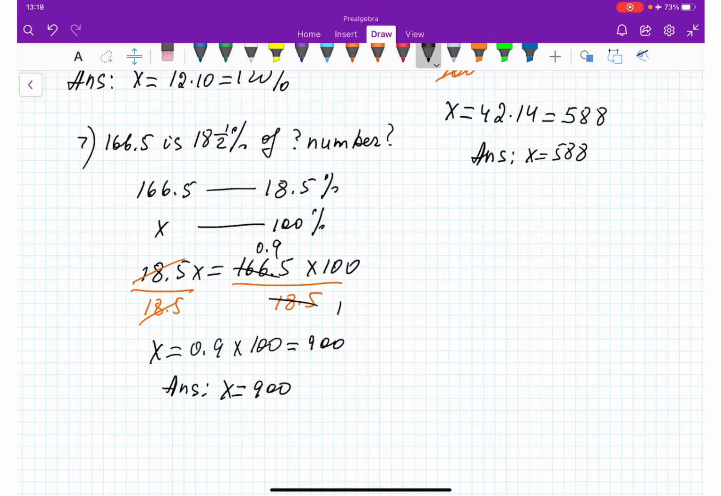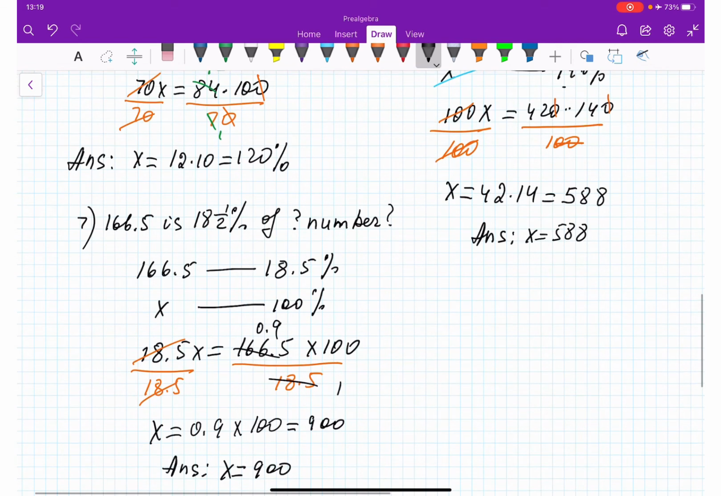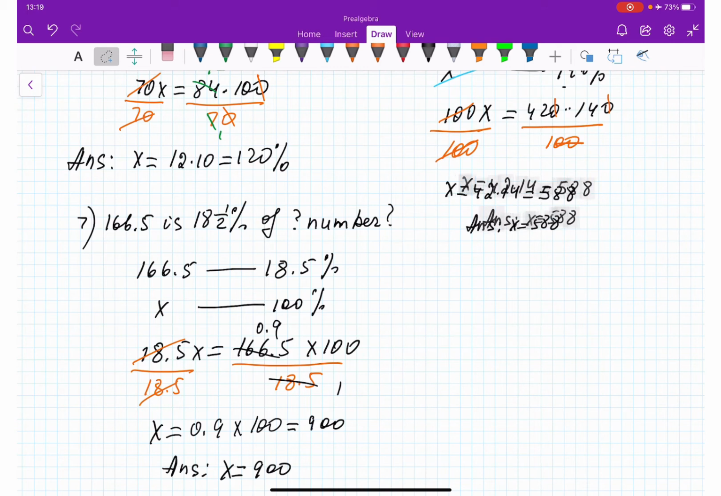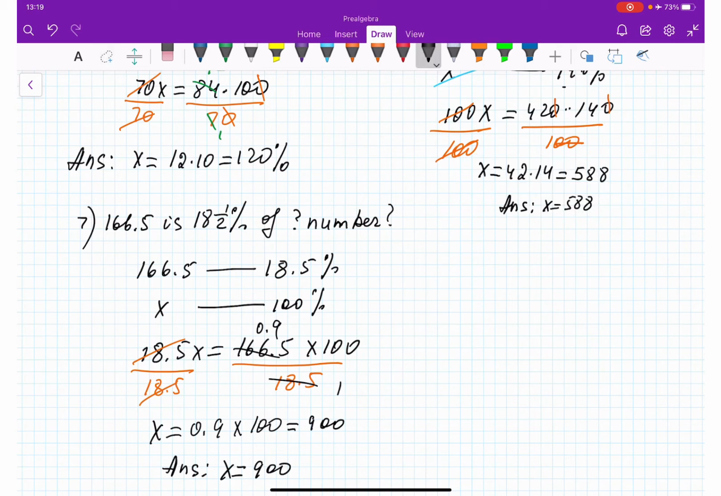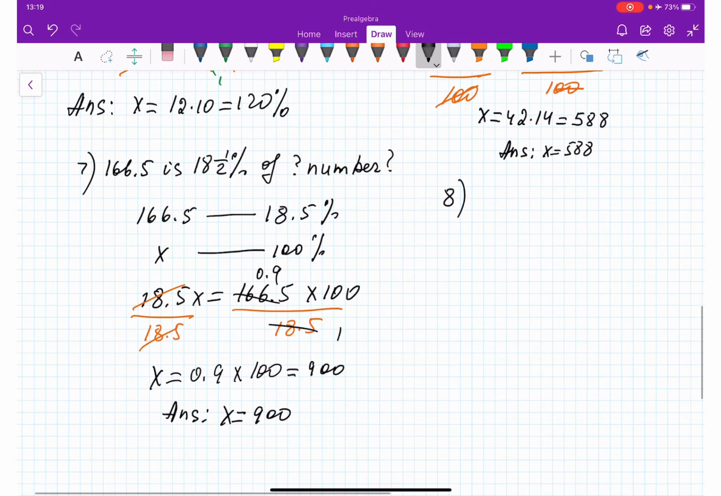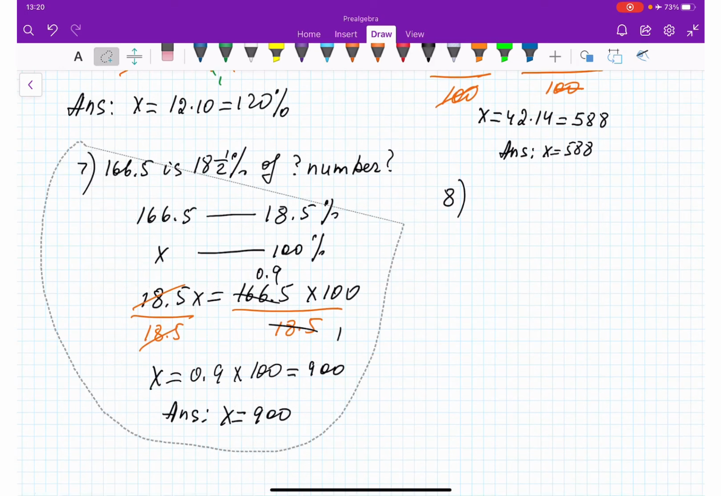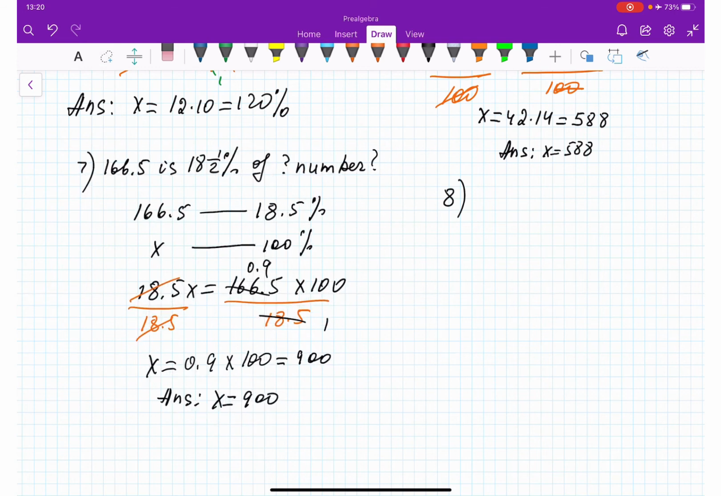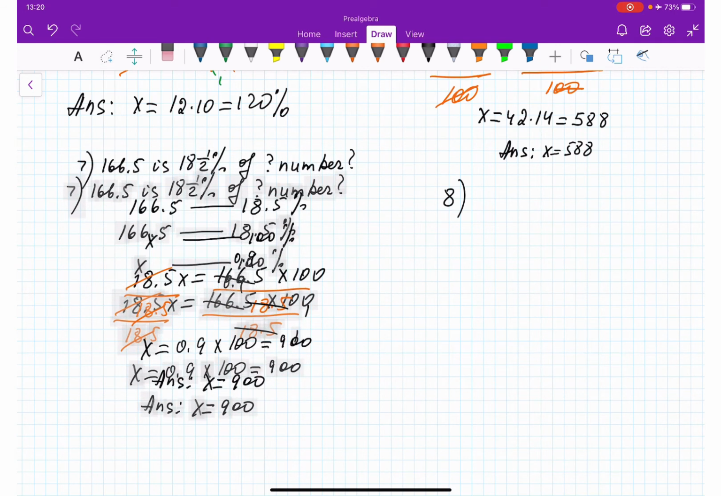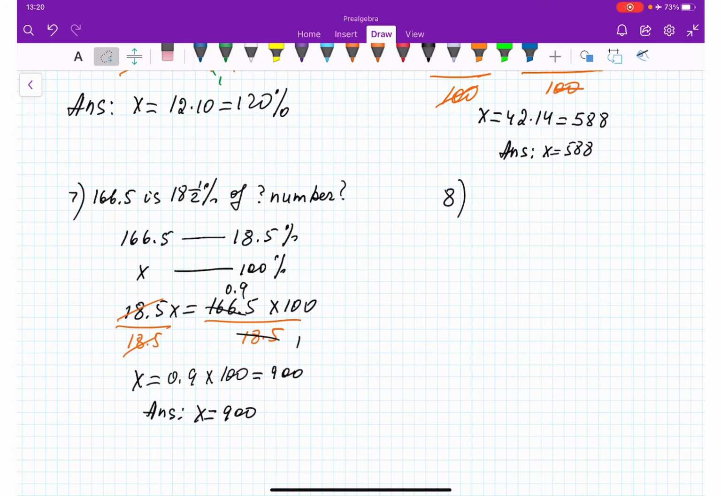Question number 8. Let me move this also so it will be nicely arranged, same level. Yeah, much better. So what do we have in number 8? We have a word problem.